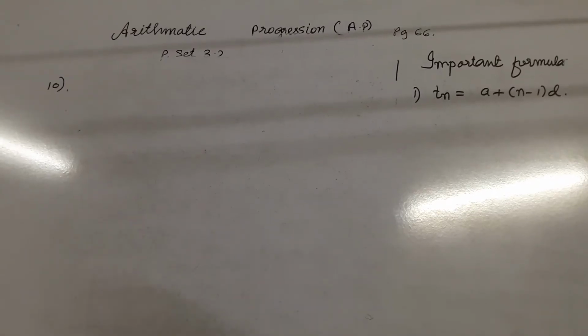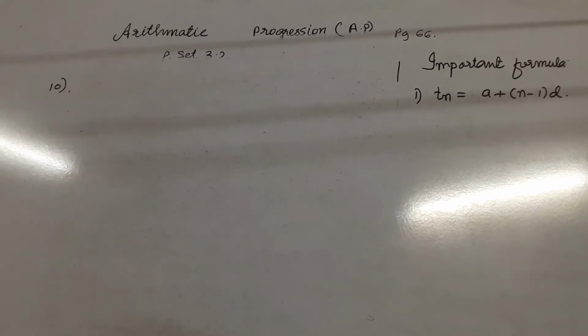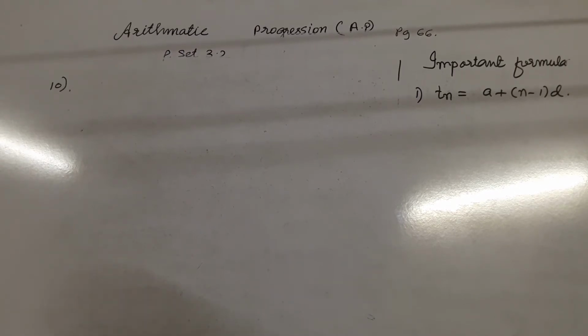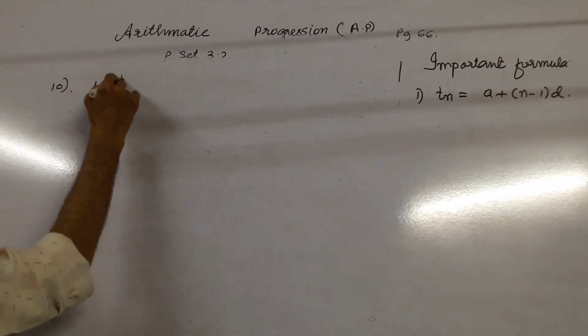Okay, now let us take the next sum. Here it is given that in an AP, the 17th term is 7 more than the 10th term. Find the common difference. See, 17th term is 7 more than 10th term. So we have to find the 17th term.